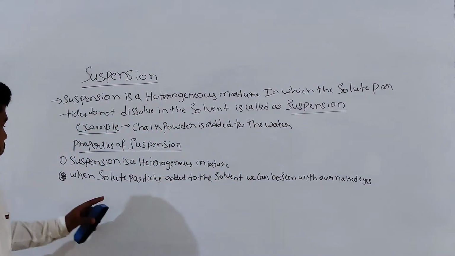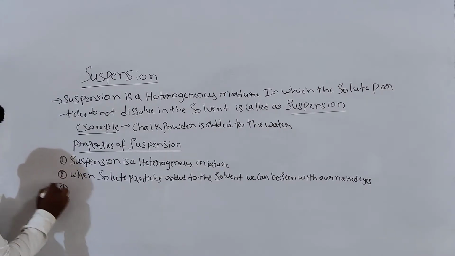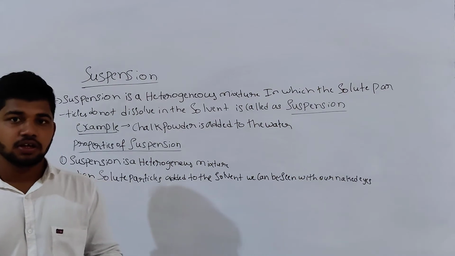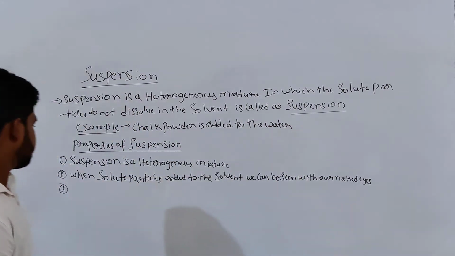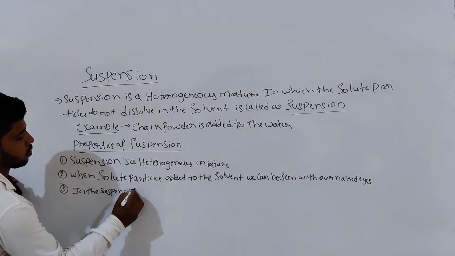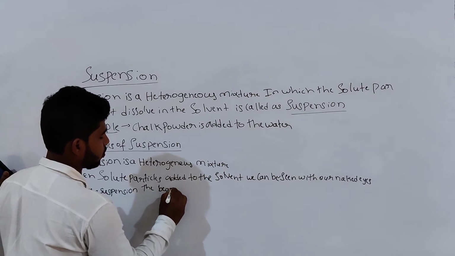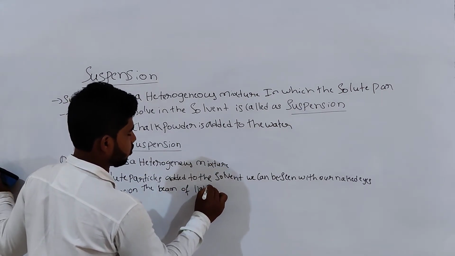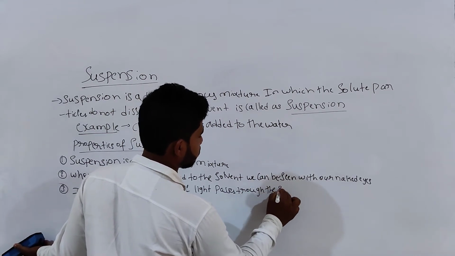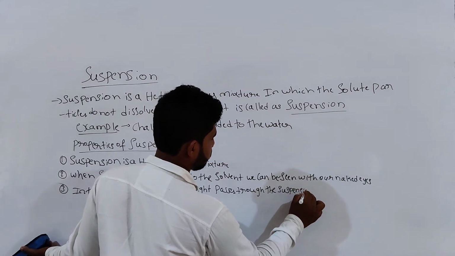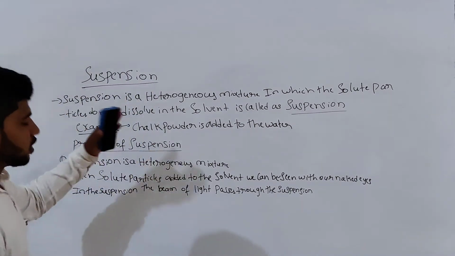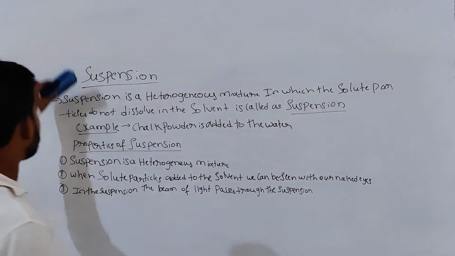And the third point: in a suspension, a beam of light does not pass through the suspension. These are the properties of the suspension, and we have also given an example. Now we will discuss the colloidal solution.